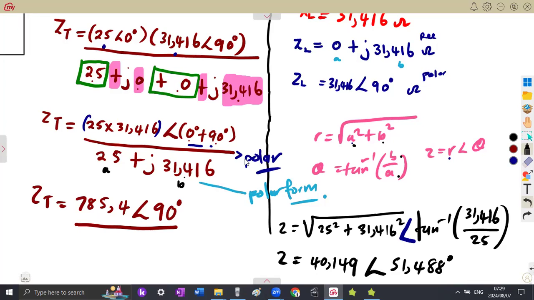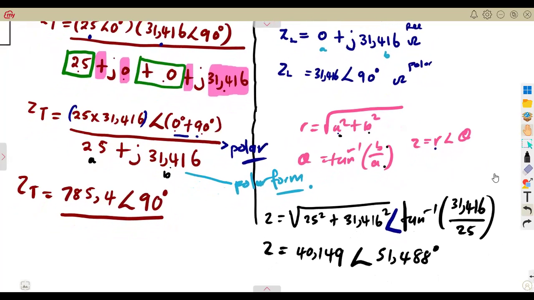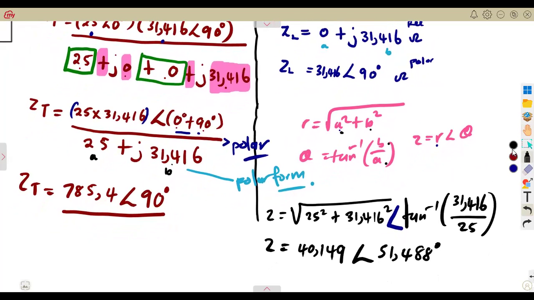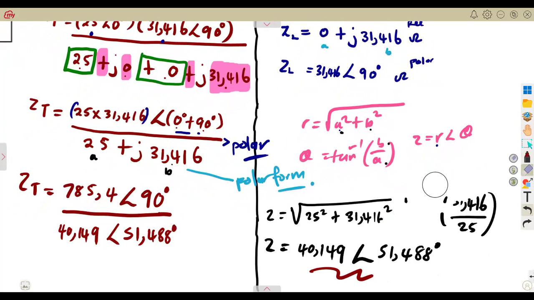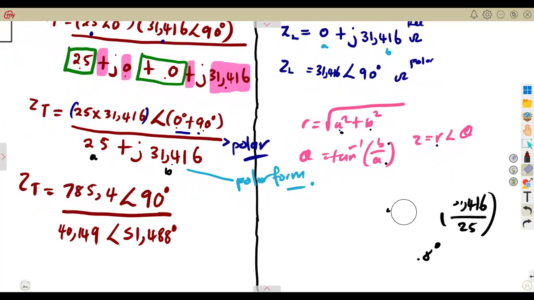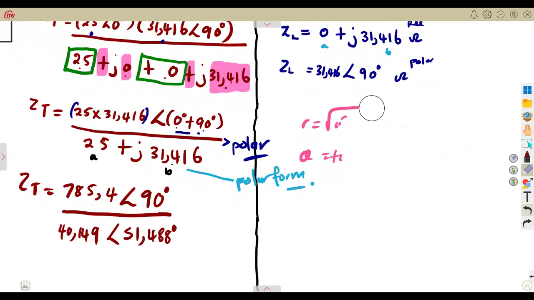On your calculator, you can have this conversion directly. Let me write our answer. Remember, we were simplifying this to polar form, and that gave us 40,149 with the angle being 51,488 degrees. We are almost there, we just need to divide it. This was your conversion from rectangular form to polar form, and you can simply use your calculator for this part as it is.